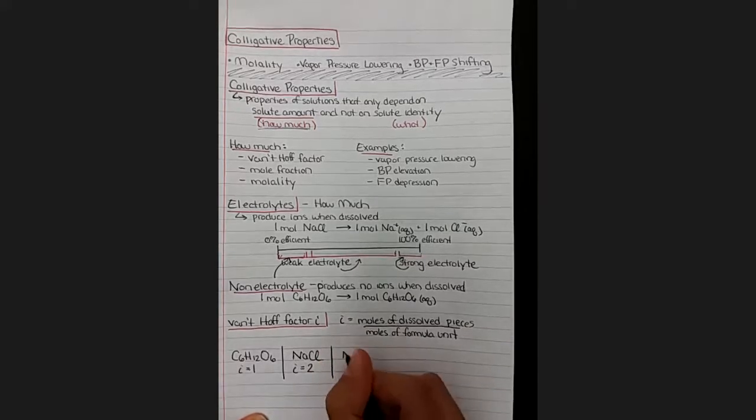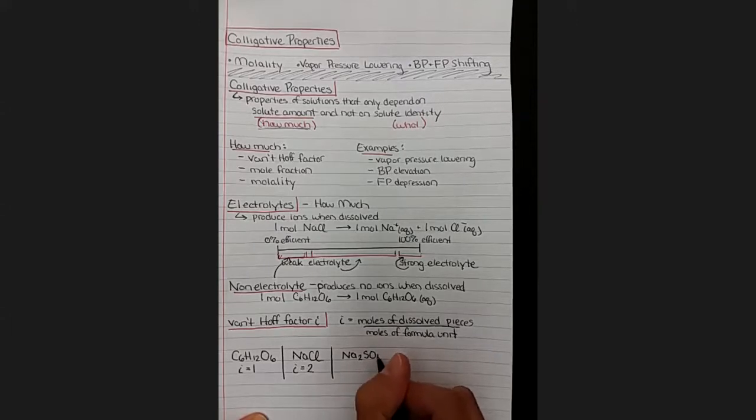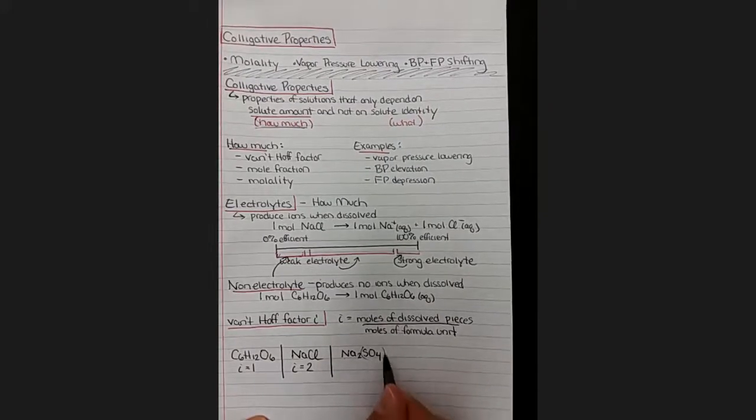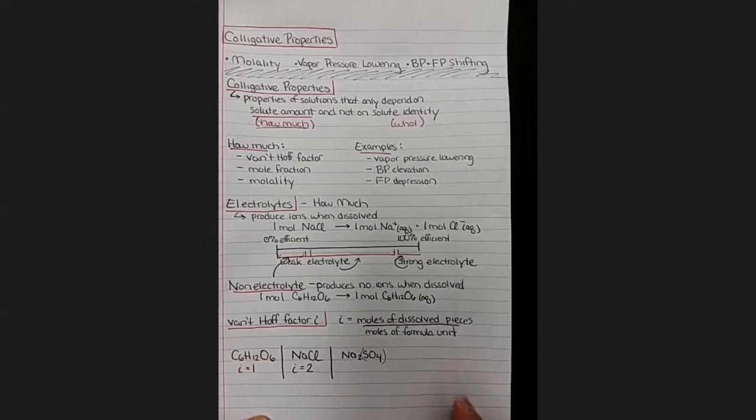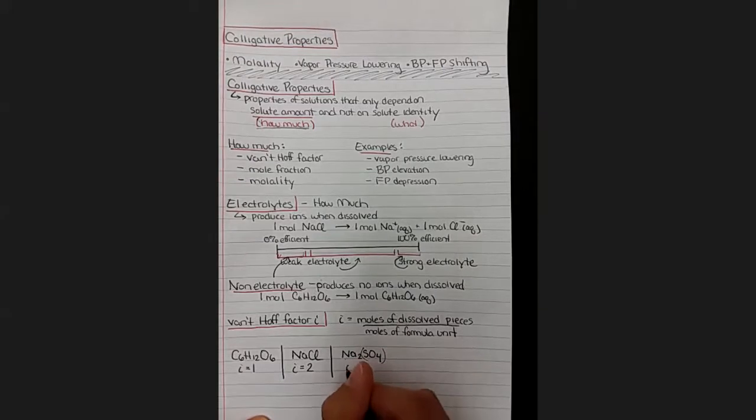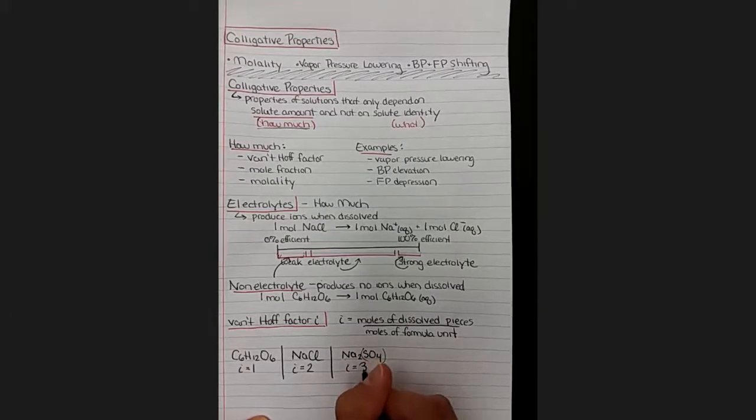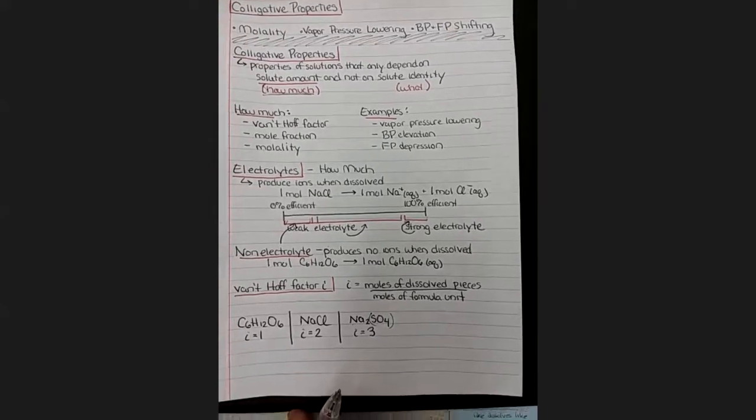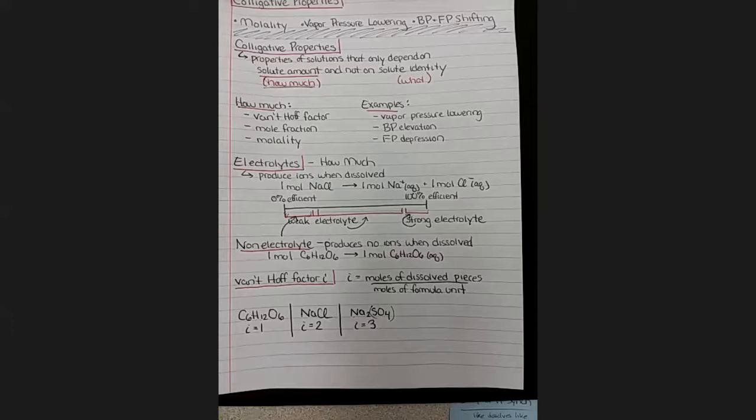And we can even go higher than 2 if we were to find something with more counter ions in it. Here we go, sodium sulfate. So each one of these sodiums is going to be a piece, and then this SO4 2- is going to be its own piece. So there are going to be 3 pieces in solution over 1 formula unit. I is going to be 3. And so it's as simple as that to figure out the Van 't Hoff factor for your compound.